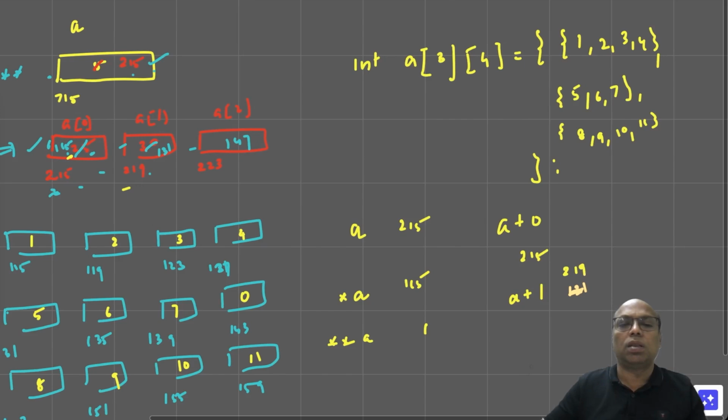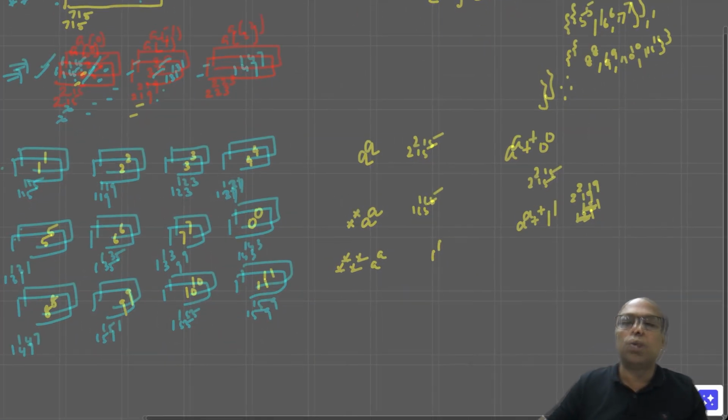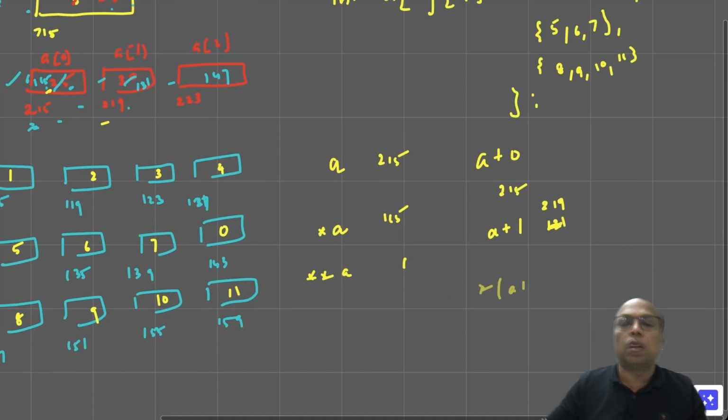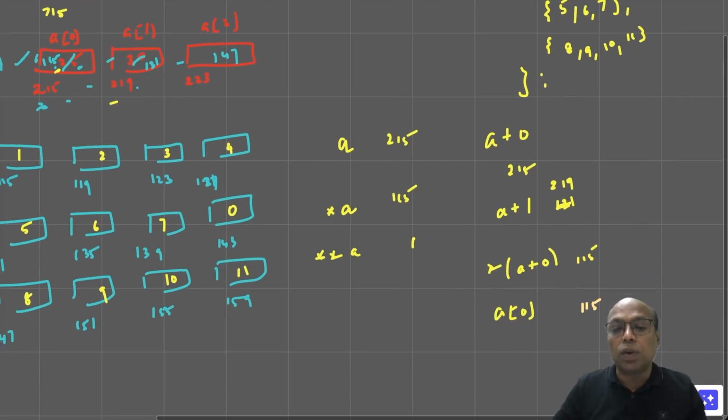Correct. Now, look at this. If I say A gave you 215, A plus 0 also gave you 215. If I say star of A plus 0, how much will it be? A plus 0 is 215, star is 115. This can be written as A of 0. Correct? We store an array. This will give you what? 115. Now, A of 0 is an address.